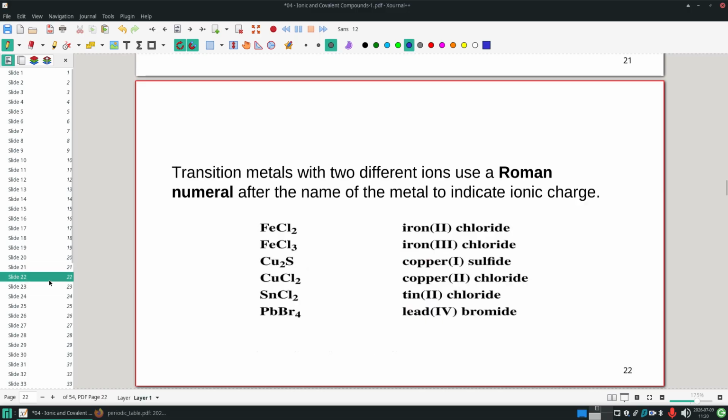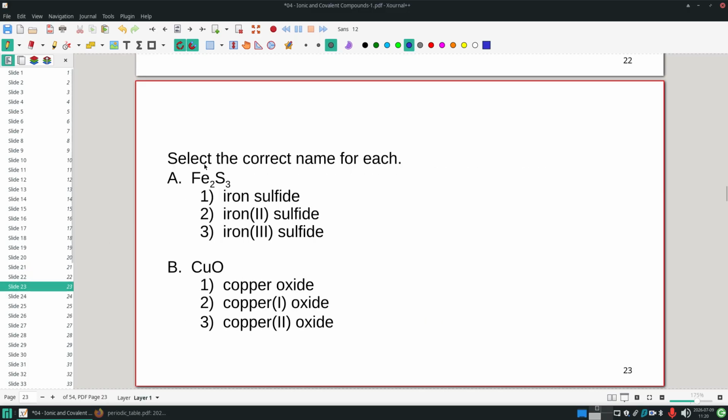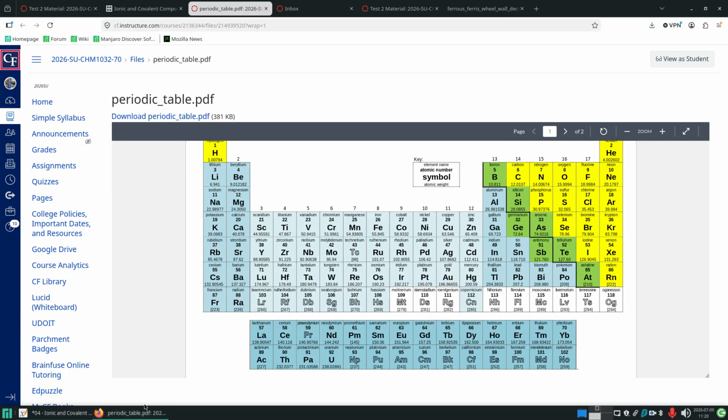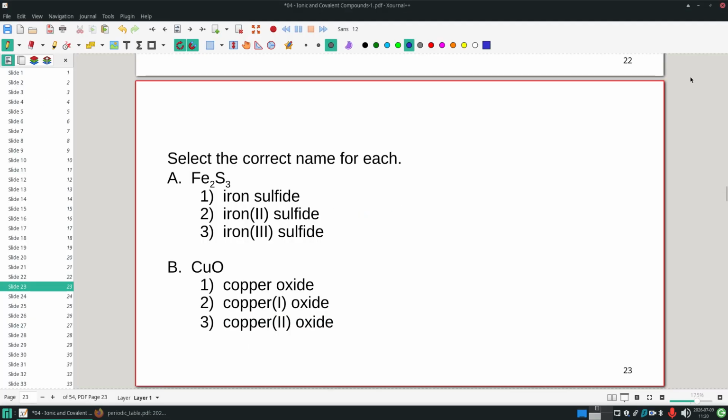Alright, so how do we put this together? We're using those Roman numerals, and we're going to have something like this. I have the iron there with sulfur. I know from looking at the periodic table, because sulfur is right here under oxygen, it likes to be a -2 all the time. So if there's 3 of those, this would give me a total of -6. That means these 2 irons need to give me +6, so each one of these is a 3+. Therefore, iron(III) sulfide is my name.